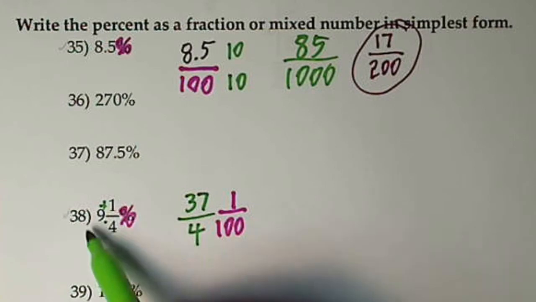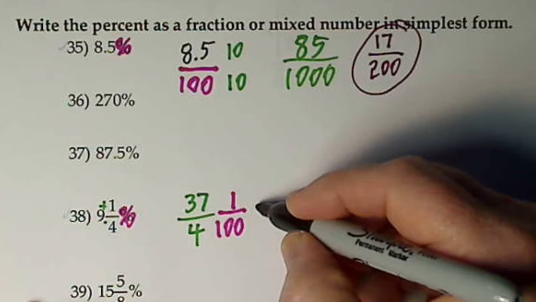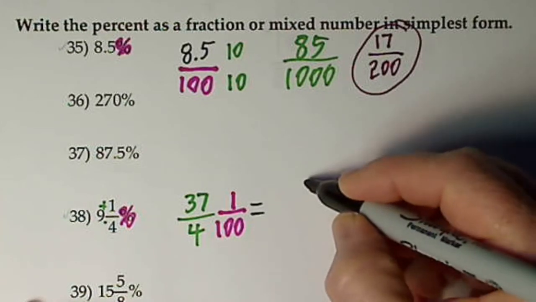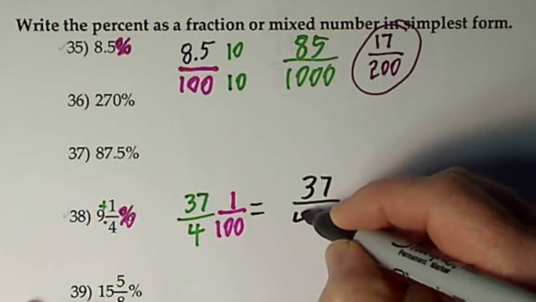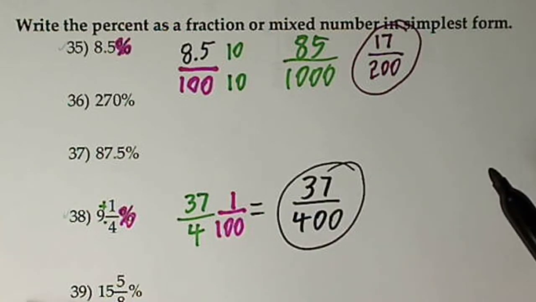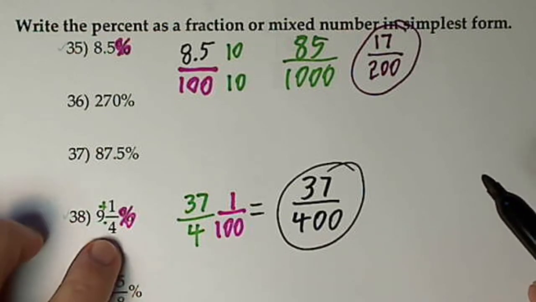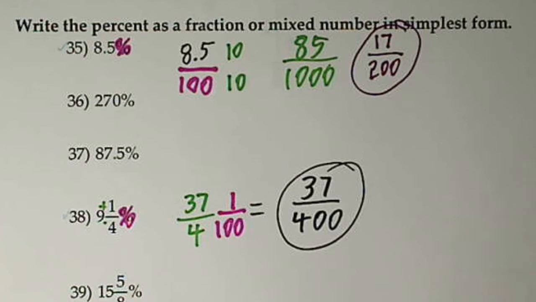All I've done is rewrite 9 1/4 as 37 fourths. And nothing's going to simplify, nothing's going to clean up. I can just multiply straight across, and I get 37 over 400. So 9 1/4% is 37 400ths. There are other ways to get there, but that's how I chose.